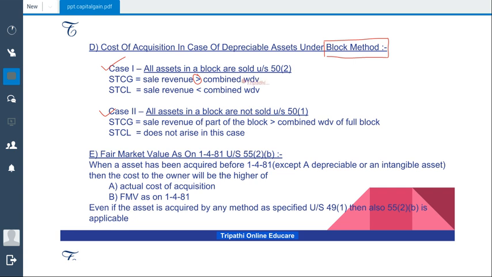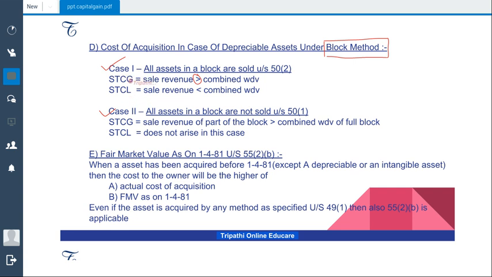And if the selling price or the selling revenue for the whole block is 5 lakhs, now 5 lakhs is more than 3 lakhs. So in that case, you will have short-term capital gain. Now in the same situation, if suppose the selling revenue is, let's say, 2.5 lakhs, your combined WDV is 3 lakhs. So now here selling revenue is less than combined WDV. In such a situation, you will have short-term capital loss of 50,000.